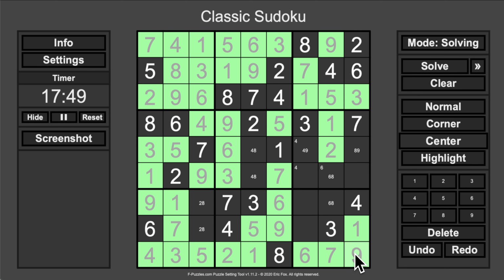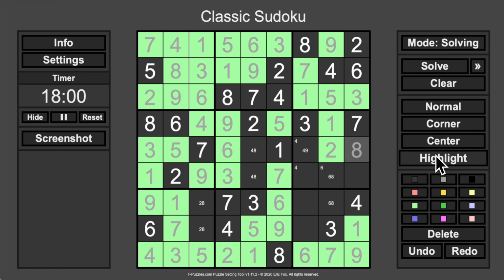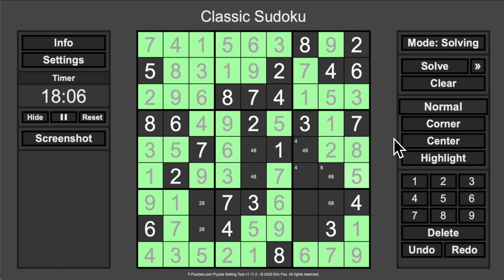Okay, now, this can't be 9. Let's see, 1, 2, 3, 4, 6, 7, 9, 5, 8. Yeah, this can't be 9, so that's an 8. It also can't be 5. So that is 5. Now 1, 2, 3, 5, 7, 8. These are 4, 6, and 9.